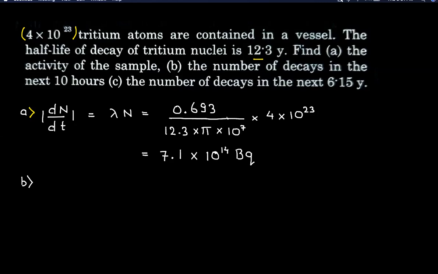Number of nuclei that decayed in next 10 hours. How will you do this? Okay, you don't need to completely solve it. You have to do it like this. N equal to N naught, e to the power minus lambda t. Put the value of t over here. Lambda is given. Lambda you can find out. And N naught is given to you. You find N, which is the number of nuclei that are remaining. N naught minus N is the answer. N is not the answer. N is remaining nuclei. Got it?